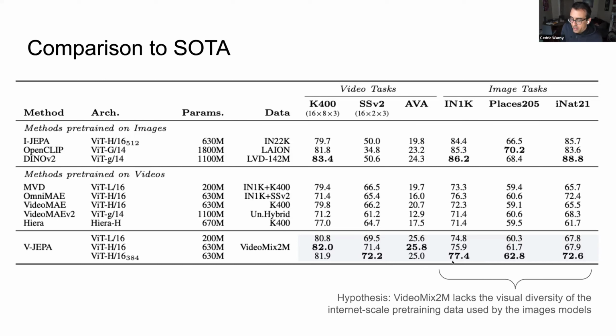And actually, I think the authors in the paper say that maybe a reason why they're underperforming here is that the VideoMix2M dataset, which is the video dataset that V-JEPA is trained on, lacks the visual diversity of the internet-scale pre-training data used by image models. So basically what they're saying is models that are pre-trained on images have an advantage because the pre-training datasets that are image-based are way more diverse and big than the video data that we can pre-train on. And so that hurts the video-based models.